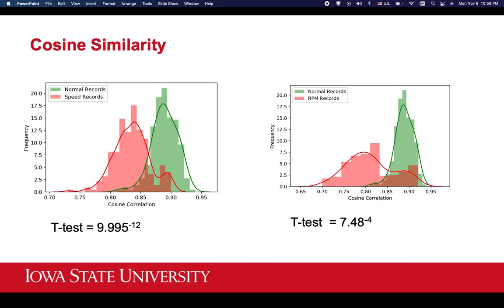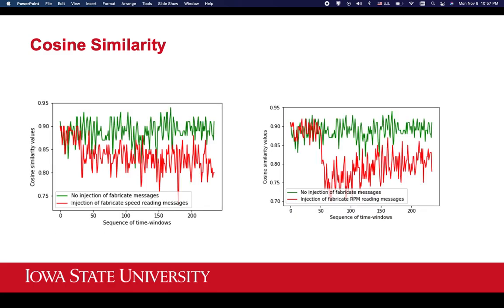As a result, we use cosine similarity and then graph the distribution of the cosine similarities. Then we use a t-test to determine if the two distributions are indeed from two different populations. As you can see on the graph, on red we have the speed data, and on green we have the normal data. Also on the right, we have the RPM and the normal data. The t-test confirmed that injecting messages into the CAN bus changes the frequency of the message exchange.